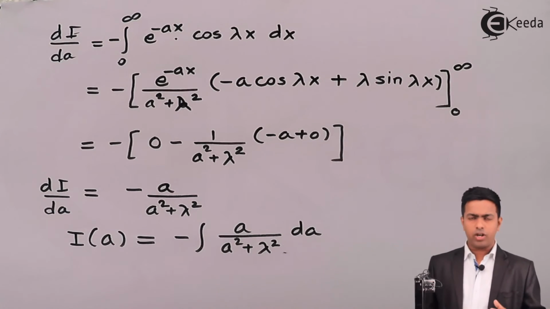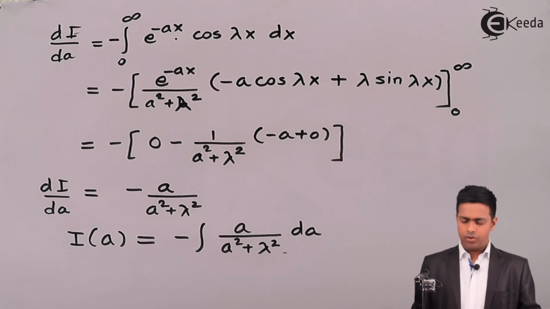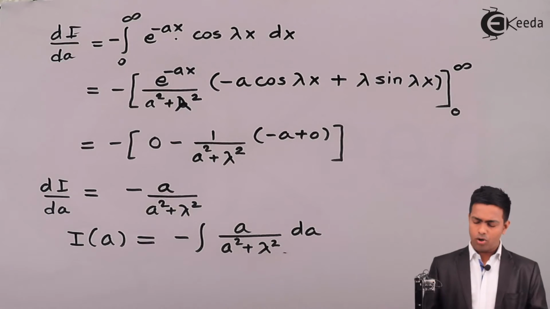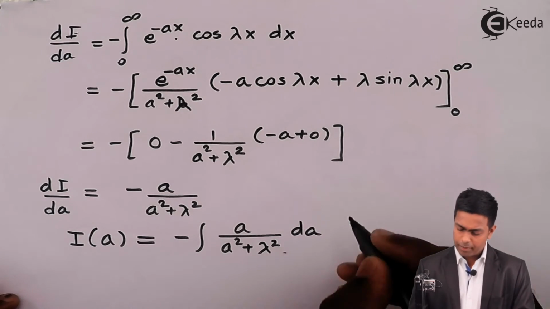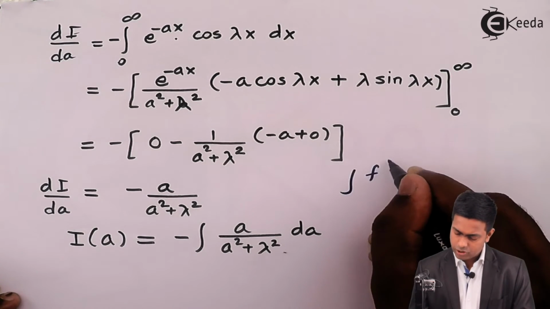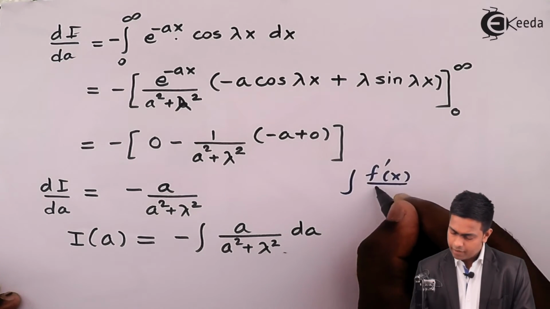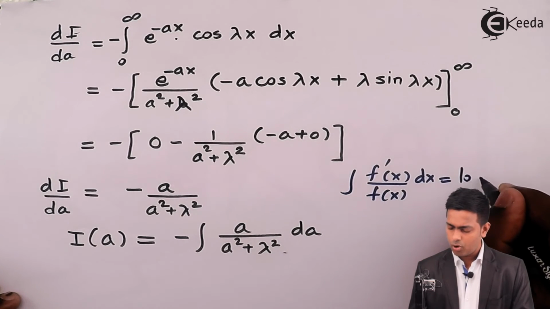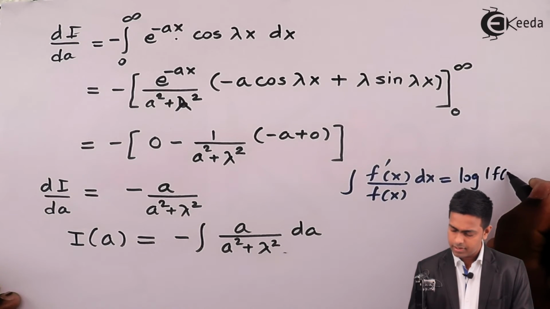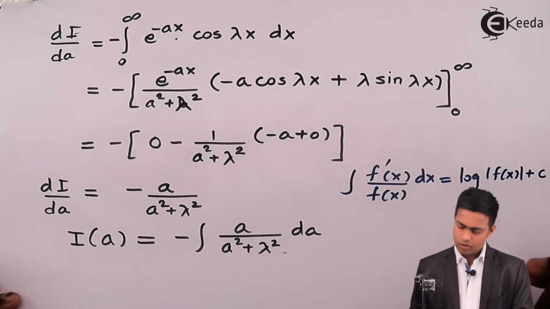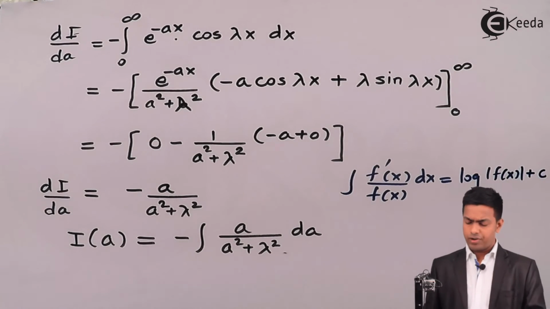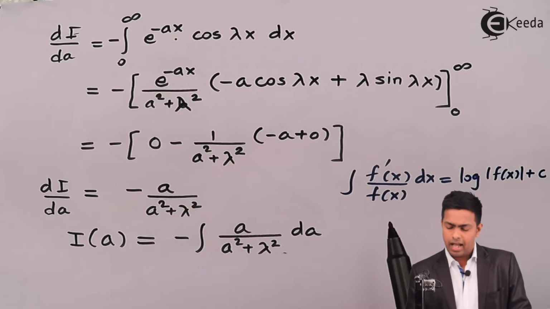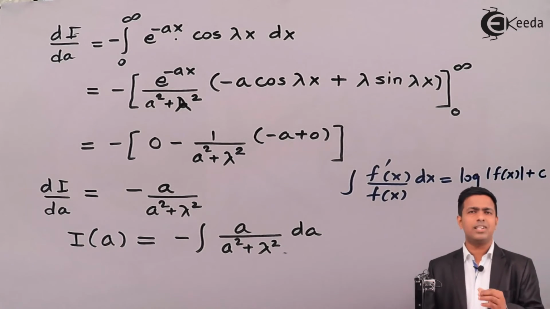Now the question is, what is the integration of this term? To get the integration, here we'll apply the property of integration. You all must be knowing the property, that is integration of f dash of x by f of x is nothing but log mod f of x plus c. So if you observe here, then this denominator I'll consider as f of x, and its derivative must be present in the numerator.